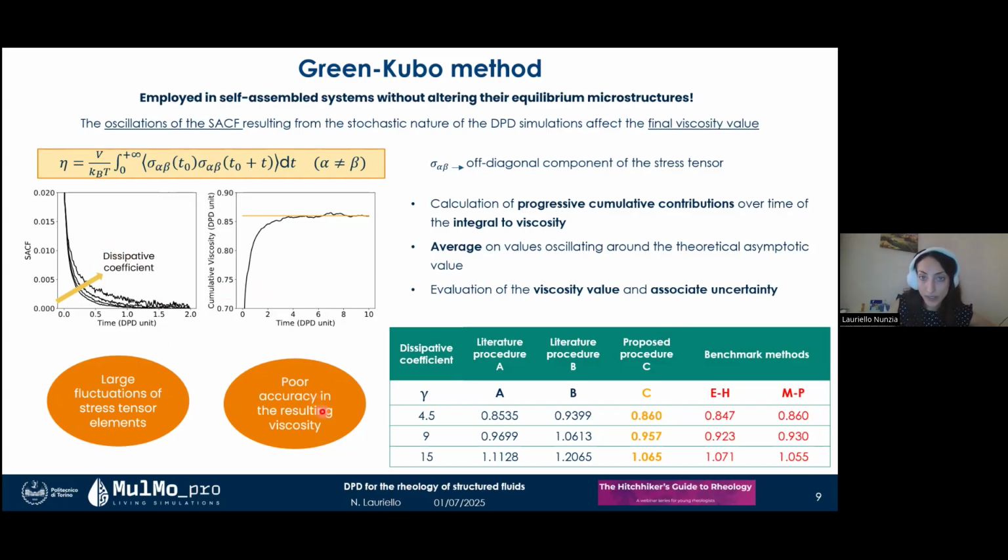To handle this issue, in one of our first works, we proposed a procedure based on the calculation of progressive cumulative contributions over time of the integral to viscosity. The viscosity is then computed as the average value oscillating around the theoretical asymptotic value. This procedure allows the evaluation of the viscosity and associated uncertainty. This procedure was successfully validated against benchmark methods.